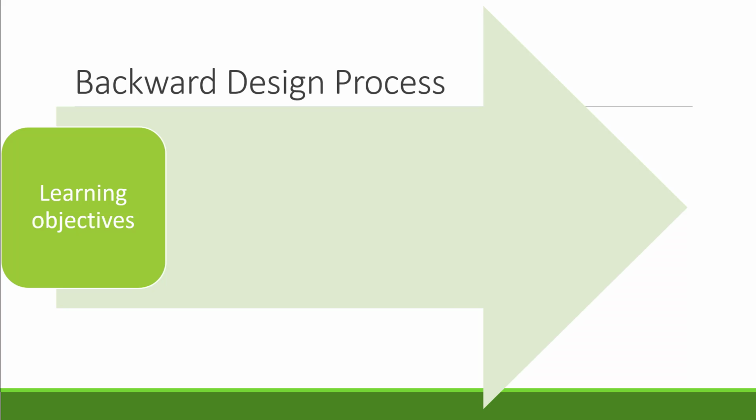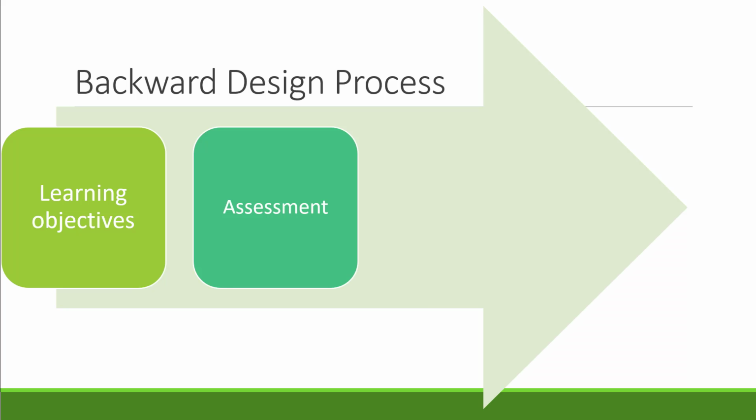Learning objectives are really important. They are the method by which you keep everything else nice and in line, and there's no extraneous information. Right, so you decide where you want your learners to be, and then you figure out how you're going to measure whether or not they've gotten there.